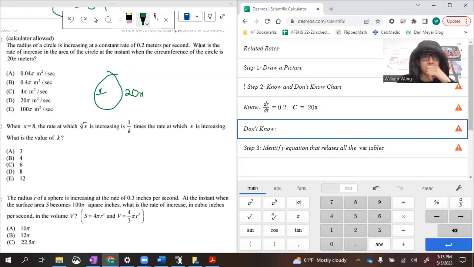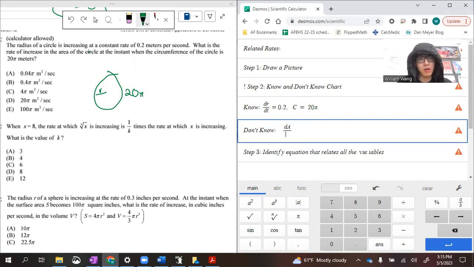What am I trying to find? What is the rate of increase of the area? Okay, so another test. Make sure you don't just think I'm trying to find area. I'm not. I'm trying to find the rate of change of the area. So dA over dt is equal to what?